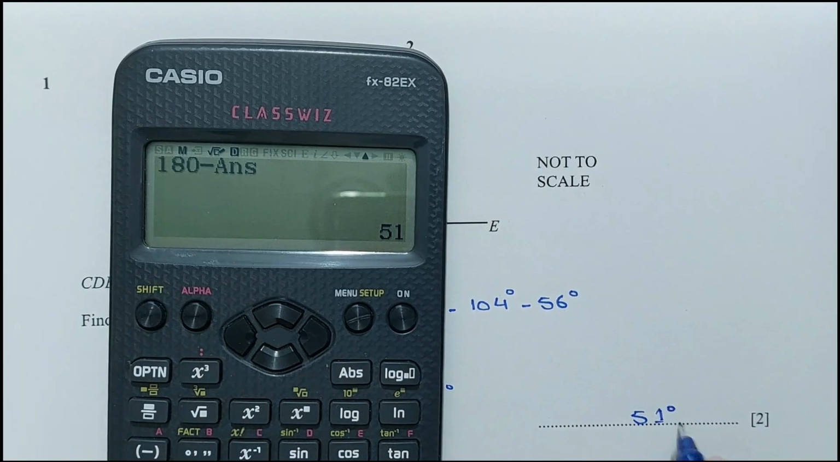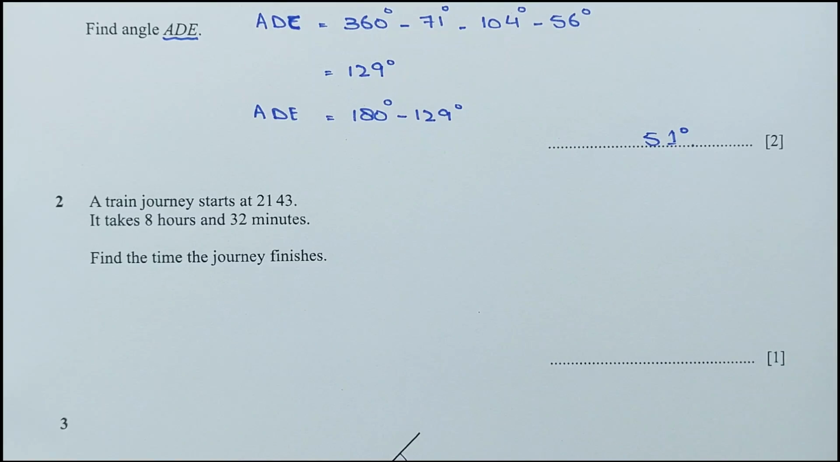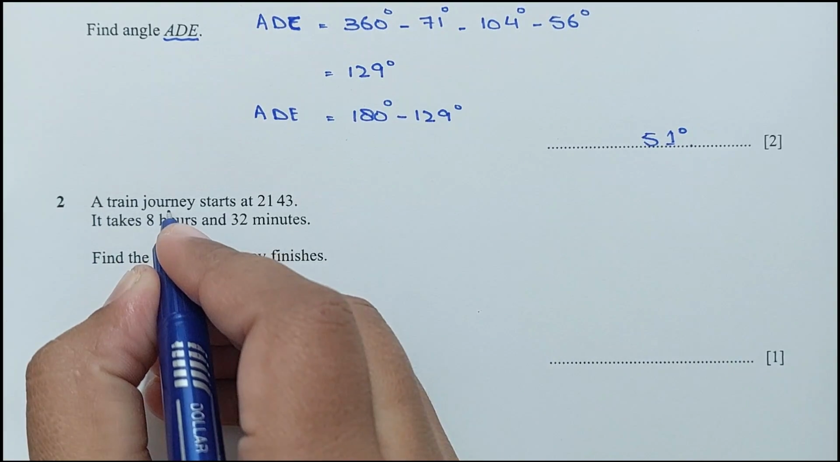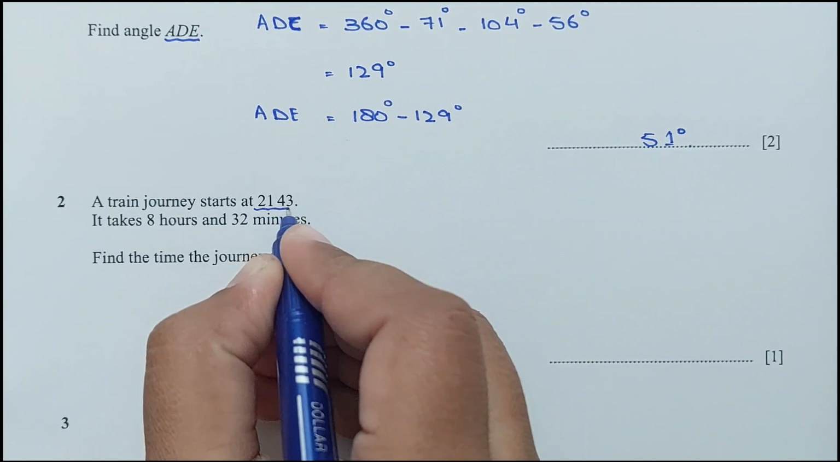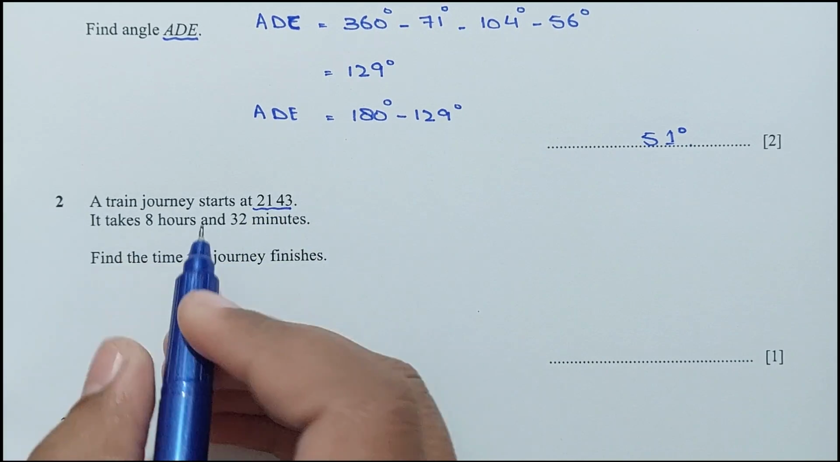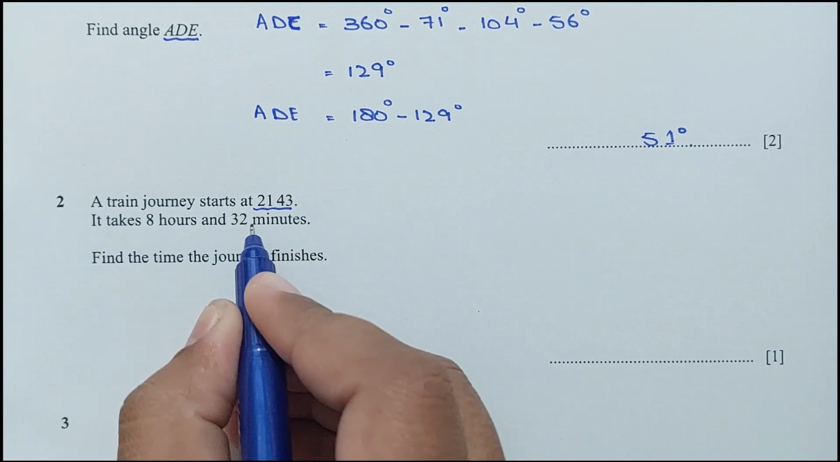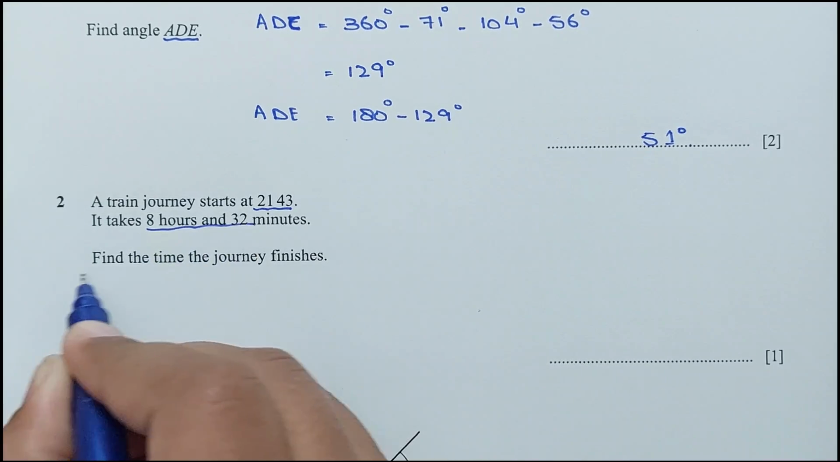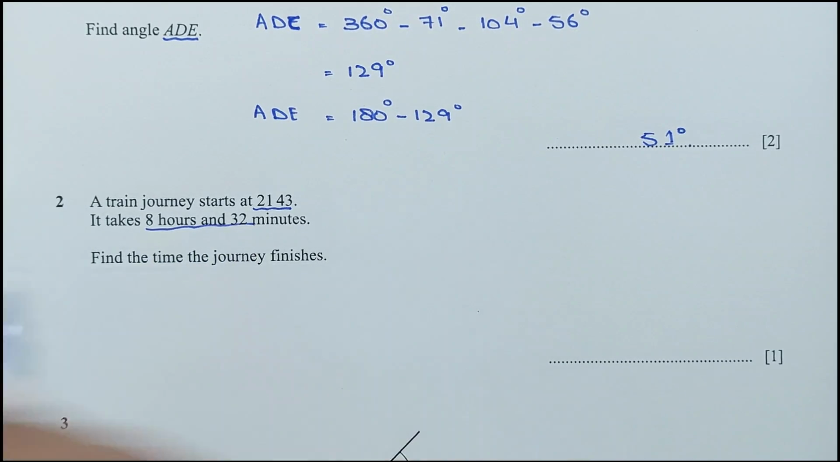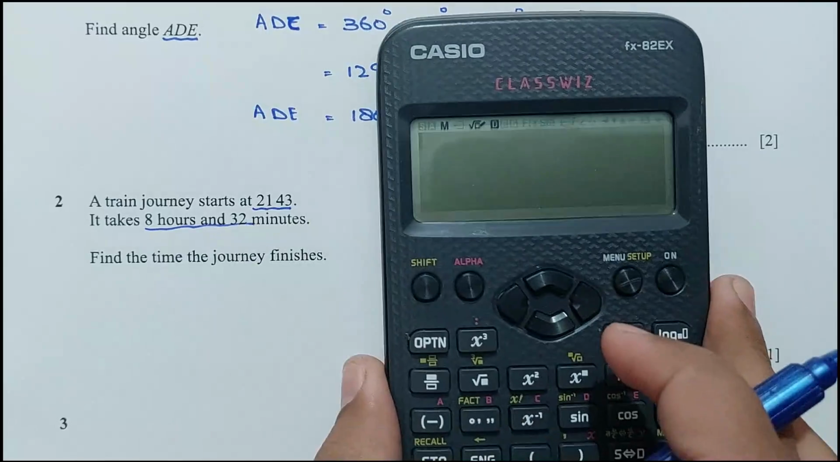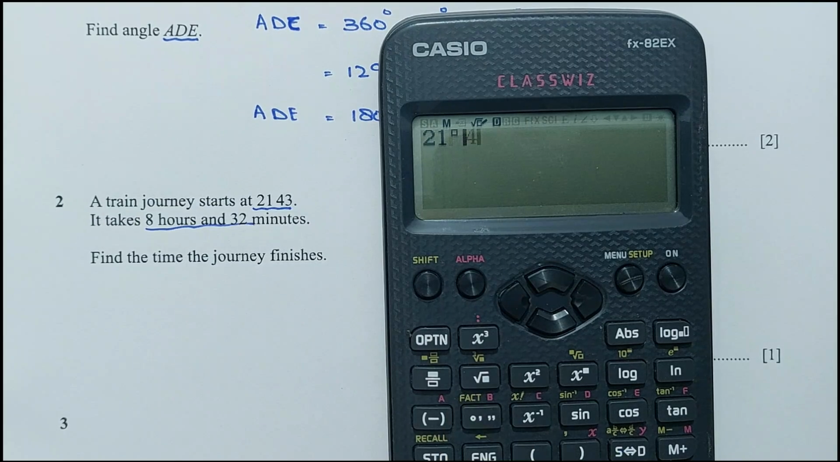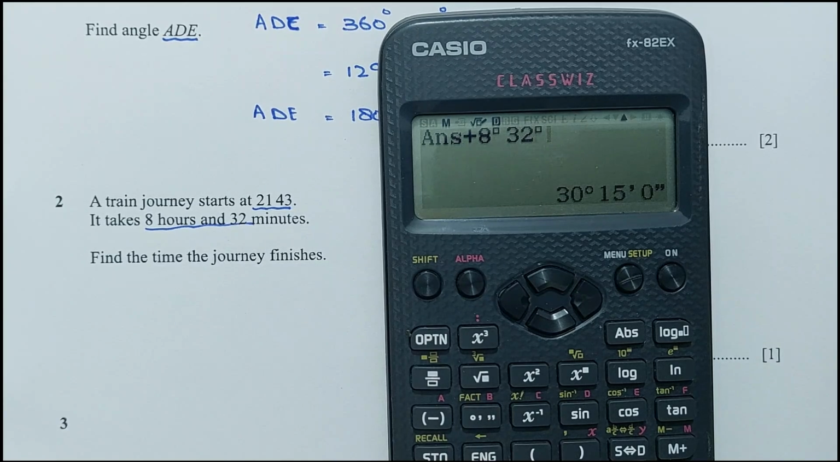That is ADE, right? Question number 2. A train journey starts at 21:43. It takes 8 hours and 32 minutes. Find the time the journey finishes, right? So to 21:43 we have to add 8 hours and 32 minutes.